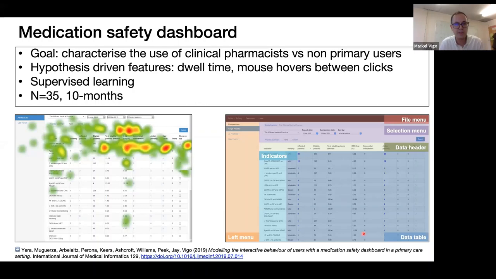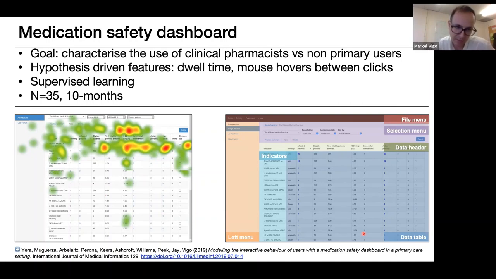So the first one is a medication safety dashboard. You see that it's a very data intensive artifact, where you can see data in a tabular fashion. And we just wanted to characterize the use of its users. We had two types of users. We had clinical pharmacists, and we had the secondary users of the tool, which were GPs or nurses and so on in the general practice. So we wanted to know whether there were behaviors that were characteristic of the users.